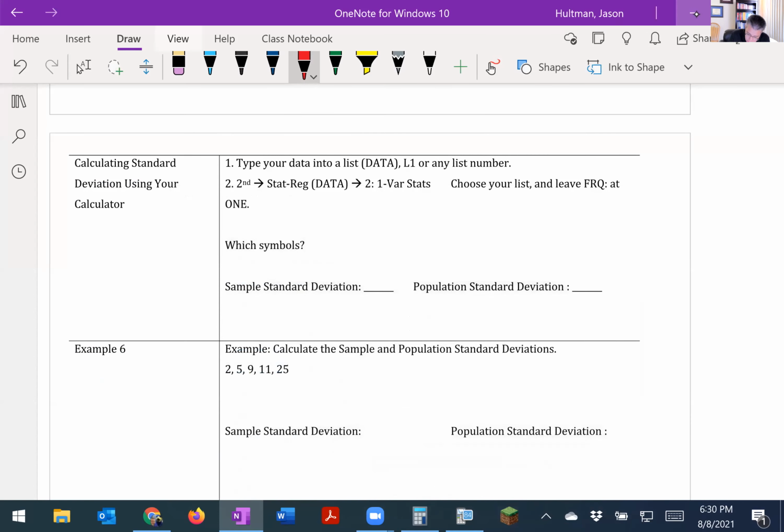So let's go back to our notes. Which symbols are there for sample standard deviation? Well, that's S sub x, sample. Now what's for population standard deviation? That's sigma sub x, population standard deviation.